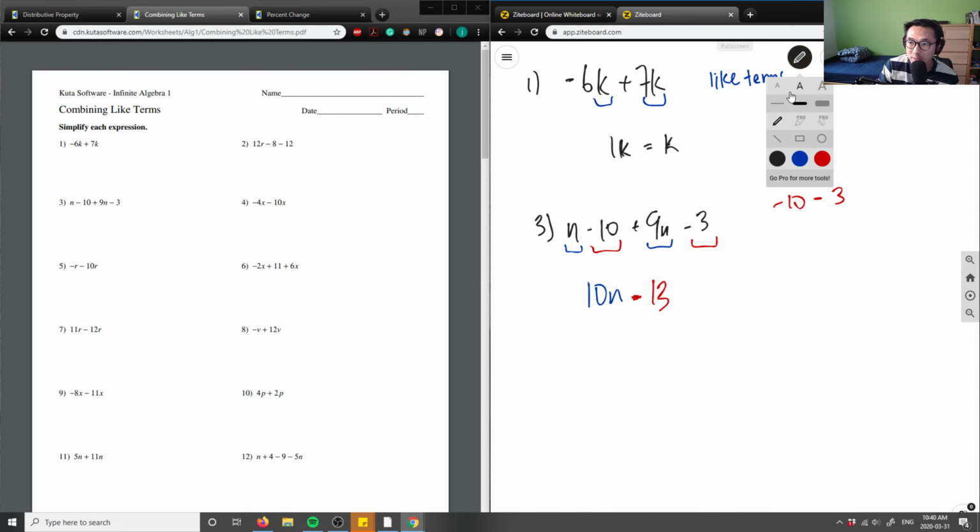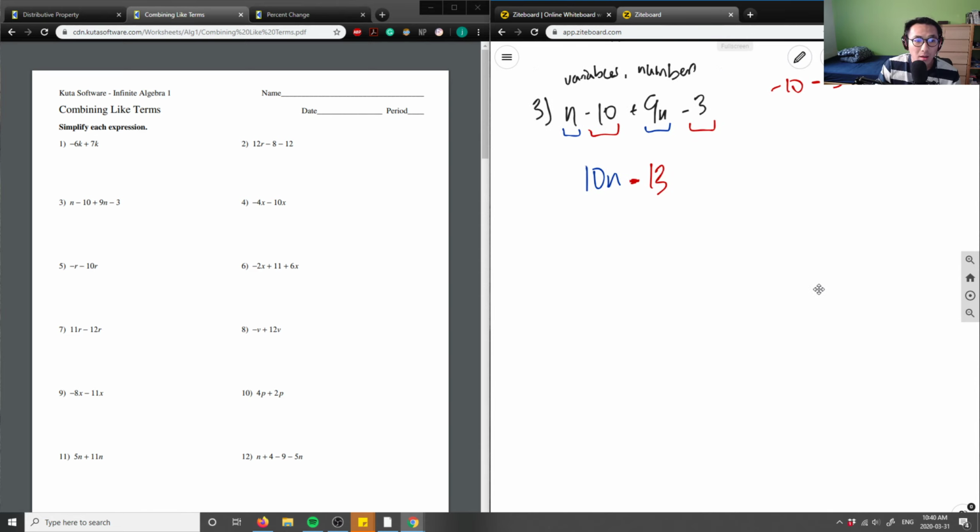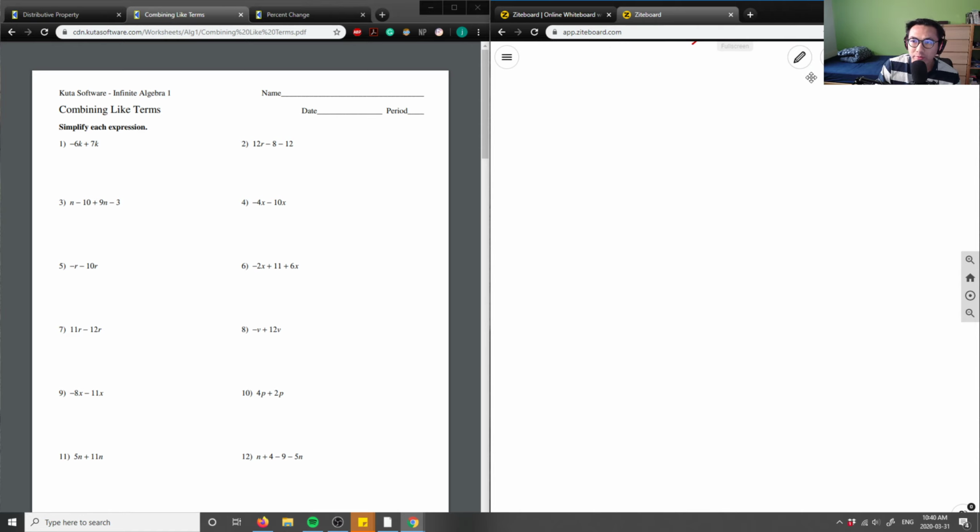And this is a two-step problem, right? We did the first step here with the variables, so n and 9n. I'm gathering up my variables first, and then my numbers after. And again, the order doesn't matter because I'm working from left to right, right? So I'm always starting with this first term here. So let's just move down.